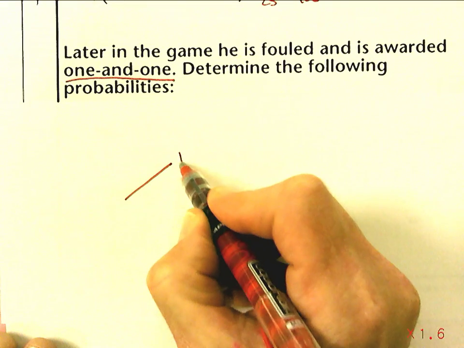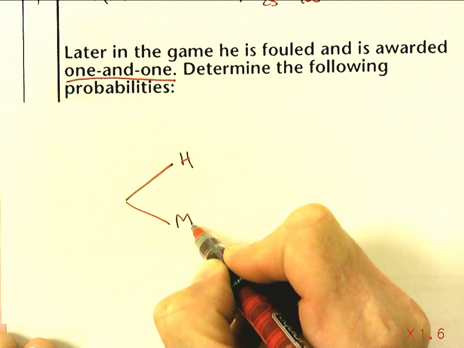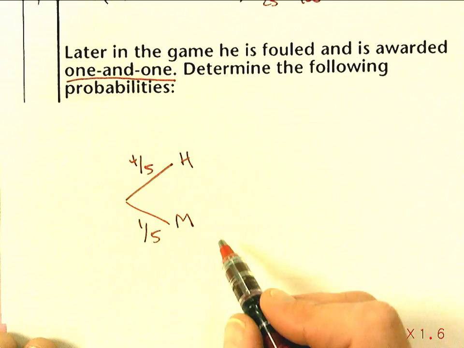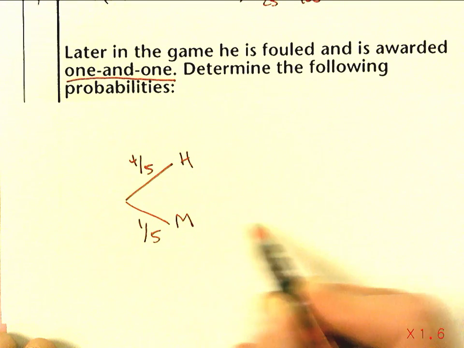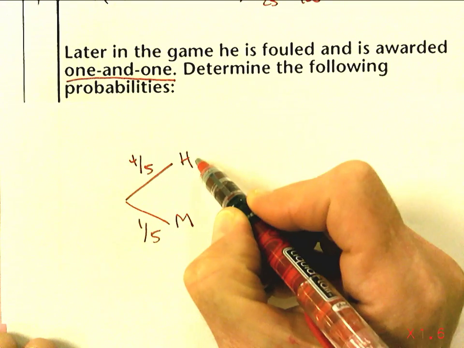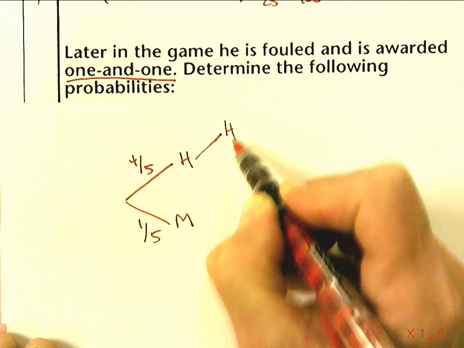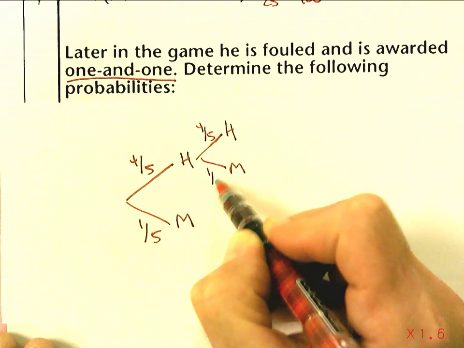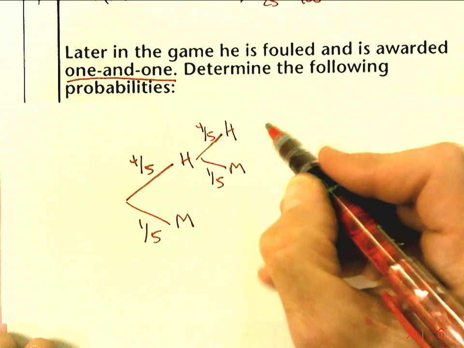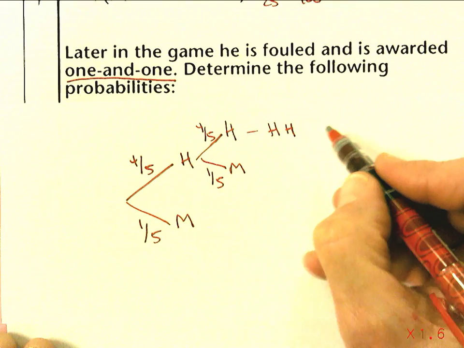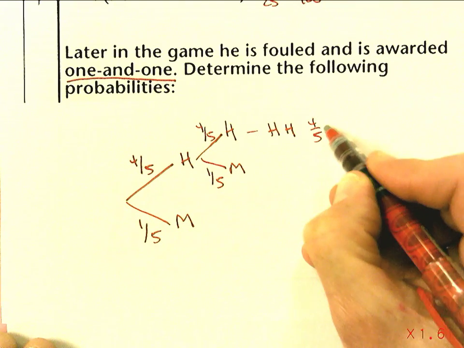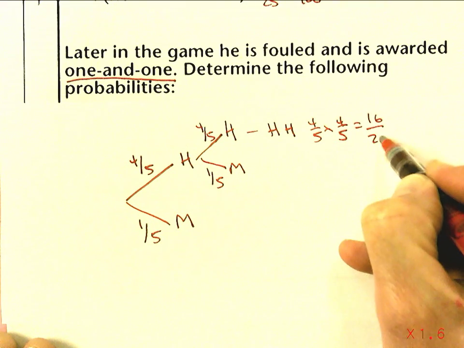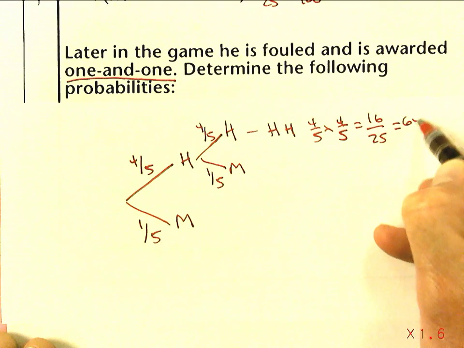We're going to start with the hit or miss on the first shot, and that's 4/5, 1/5. But if you miss the first shot, you don't get to take another shot, so this branch is done. If you make the shot, you get another chance. And there's your probabilities, 4/5 and 1/5. And so now you really only have 3 scenarios. You can either hit them both, and that's 4/5 times 4/5, or 16 25ths, or 64 100ths.